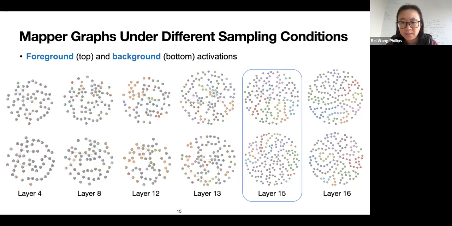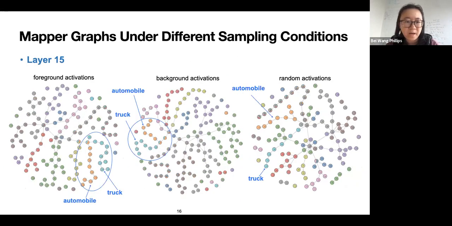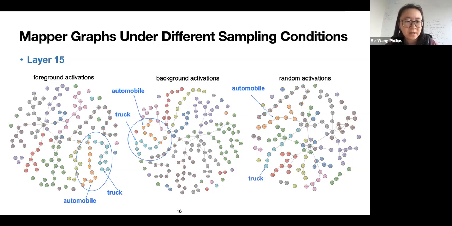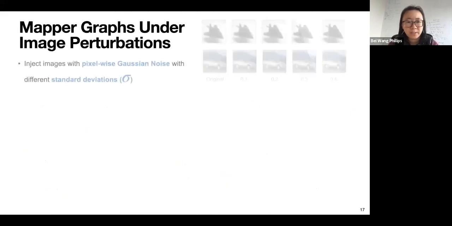Okay, so the foreground, background and random all show this bifurcation. This is layer 15. Another interesting observation is that in the foreground activation, which is the left picture, it shows the bifurcation even earlier, at layer 15 instead of 16. So some bifurcation appears to show up earlier when you focus on foreground or background activations than the random activations. Okay, so what's the next thing?